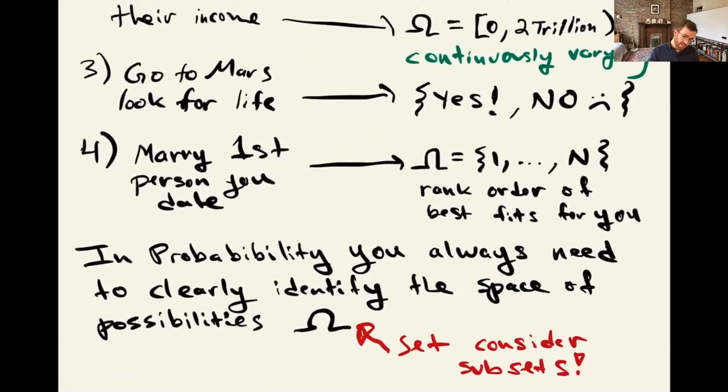So the moral is that in probability, we always need to clearly identify the space of possibilities, Omega. This is our sample space. And necessarily, this is going to be something that we write down using sets, and then we want to talk about subsets of these sets. And those are going to correspond to events.